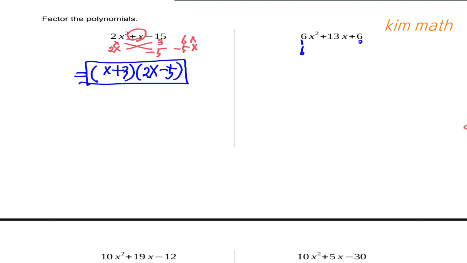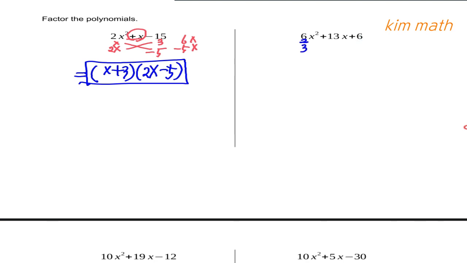Then how about 3 and 2? 18 and 2, 13 is not possible. Now 6 and 1. 36 and 1, 13 is not possible. Okay, which means the first 1 and 6 is not a good choice, right? So I will erase this part and I will start with 2 and 3.